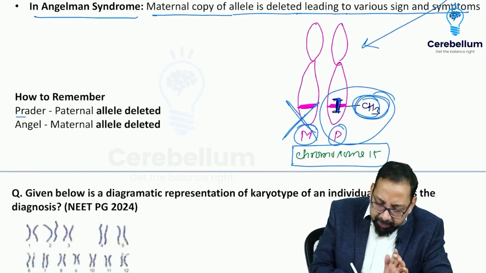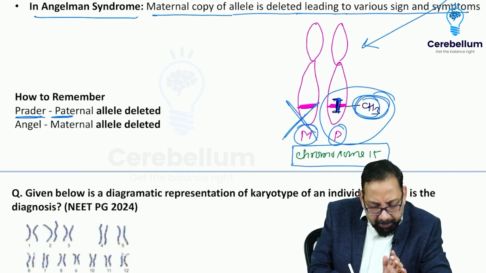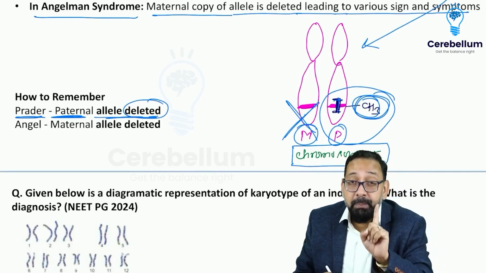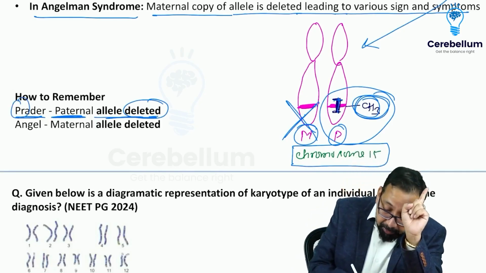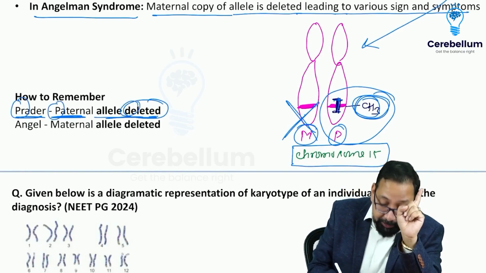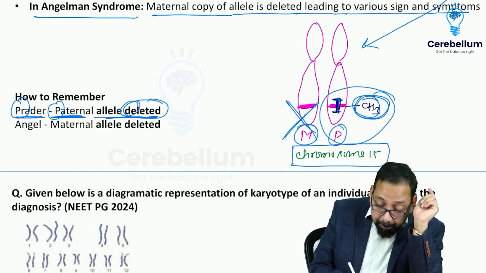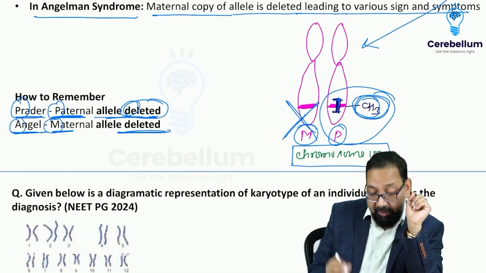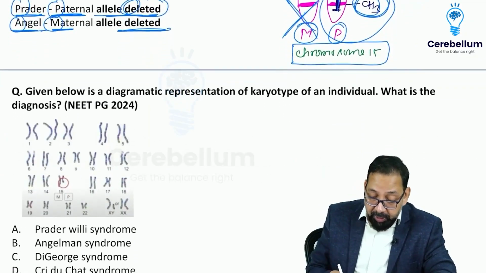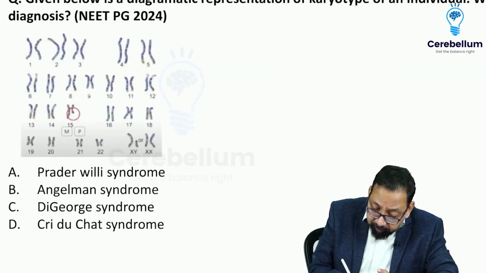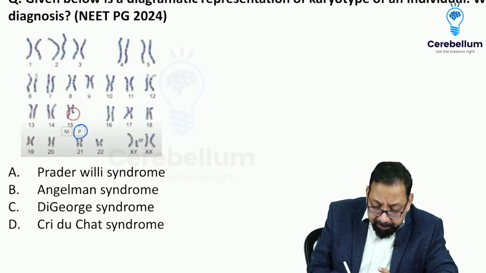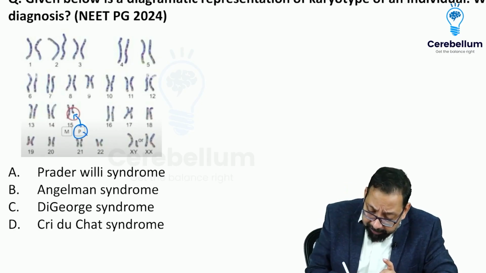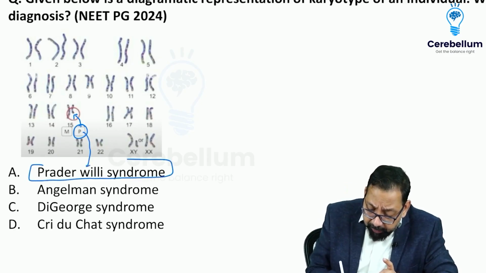Mnemonic: Prader-Willi, P for Prader, P for paternal, the allele is deleted. So in imprinting you will remember deleted. So P for paternal, P for Prader-Willi, deleted. Paternal is deleted. Mothers are angels. So in Angelman syndrome, the maternal allele is deleted. If a question gives that this is paternal, P for paternal, the paternal allele is deleted. So if the paternal allele is deleted, this is Prader-Willi syndrome.